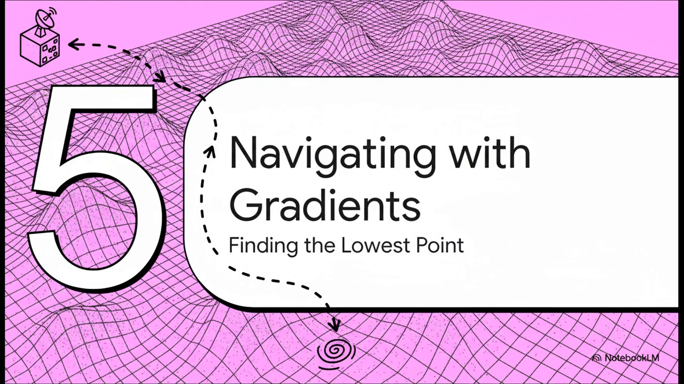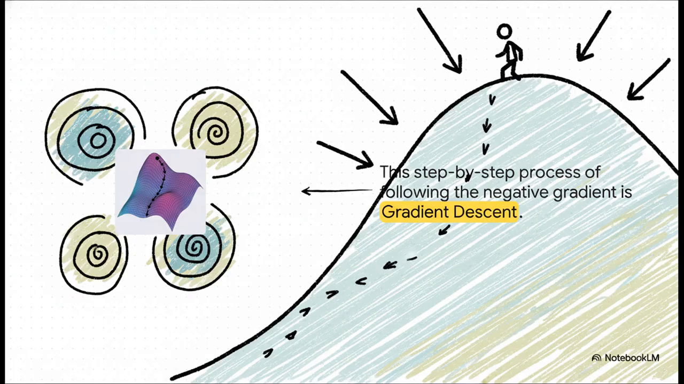All right, let's put this powerful new tool into action. Now that we have our 3D GPS, the gradient, let's see how an algorithm actually uses it to get around this complex space and find the lowest point. And this right here, this is the big one. This step-by-step process of calculating the negative gradient and taking a small step in that direction over and over again is the absolute bedrock of all deep learning. It's called gradient descent. You start somewhere, you find the fastest way down, you take a step, and you repeat. You are literally walking down the hill of error until you reach the bottom.